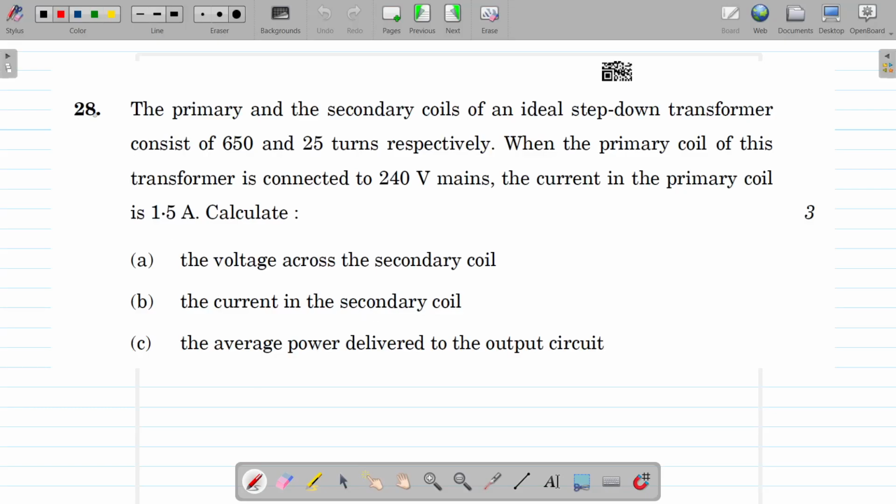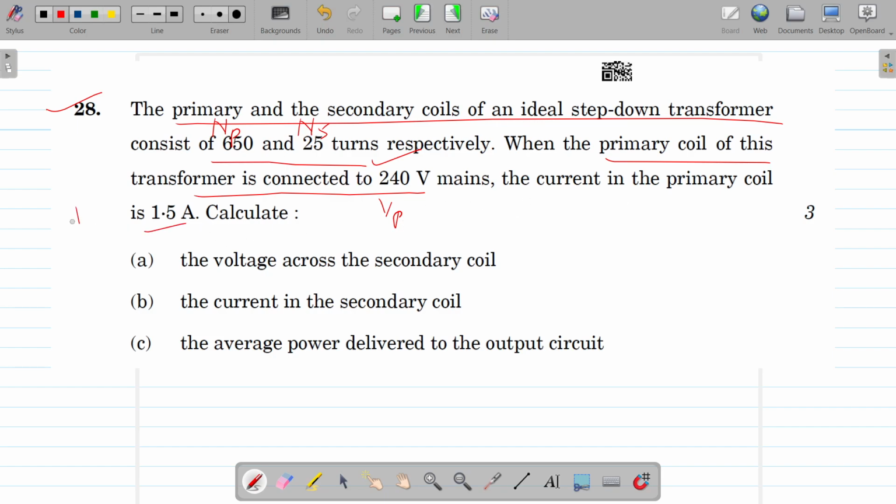Okay, next question, question number 28. इसमें दिया है, the primary and secondary coils of an ideal step down transformer consist of this many turns. So these are the number of turns in the primary coil. These are the number of turns in the secondary coil. When the primary coil of this transformer is connected to 240 volt, so this is the voltage of the primary coil.